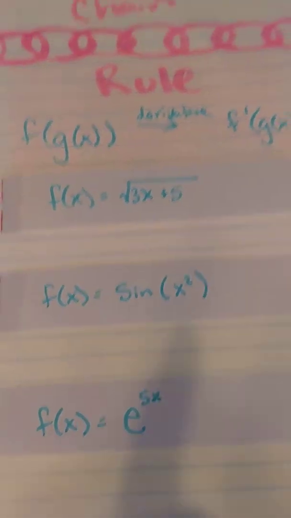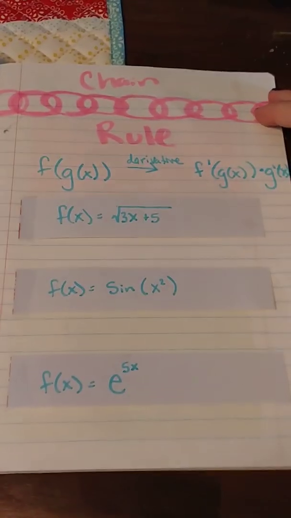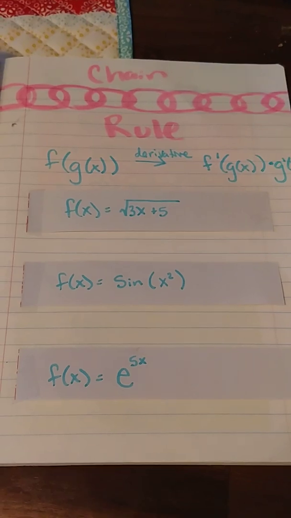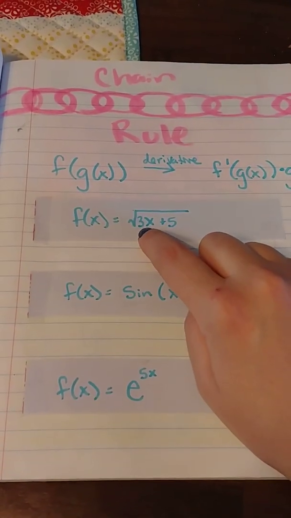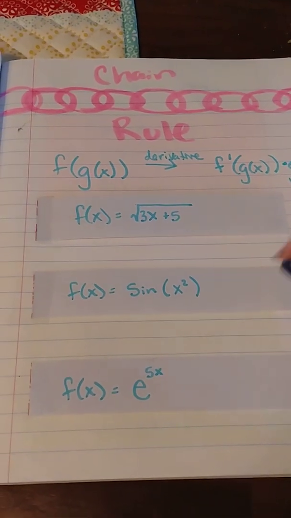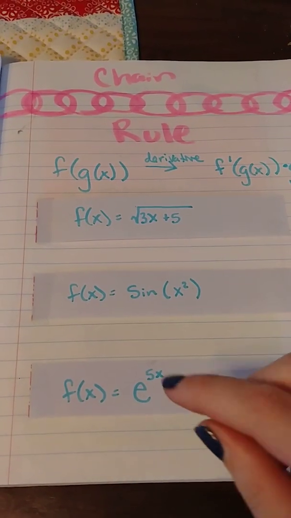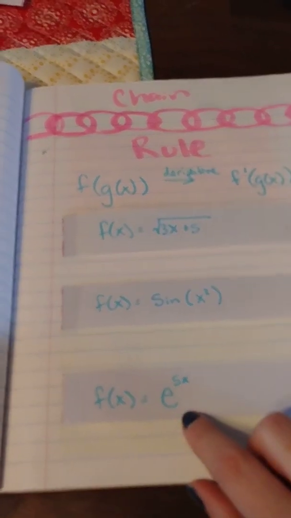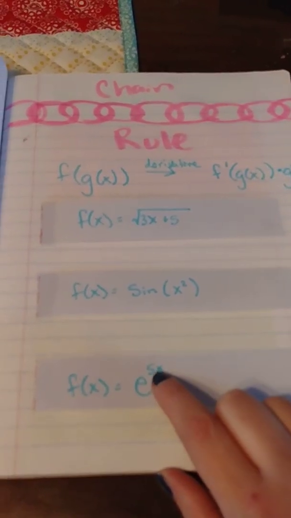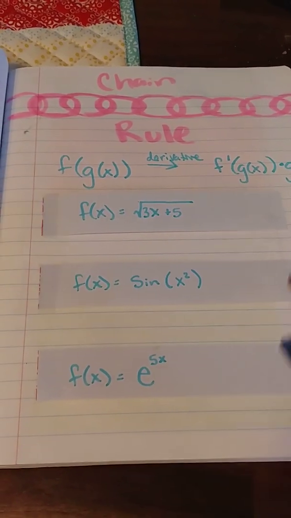Another section that I have is a section for the chain rule. With the chain rule, this is when you have a function inside of another function. So if you notice here, I've got 3x plus 5 inside of the square root of x. Here I have x squared inside of the sine function. And this one can kind of throw people off a little bit, but the inside function is actually 5x, and the outside function is e to the x.